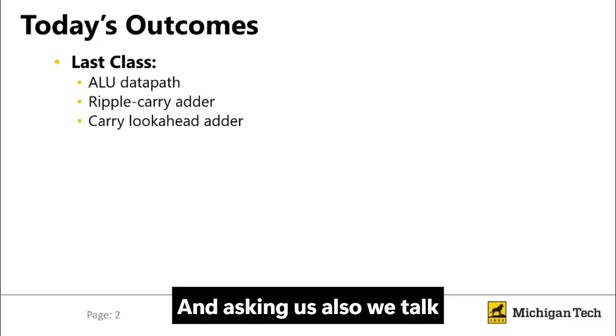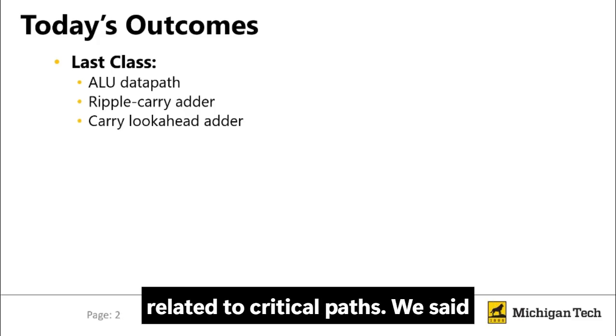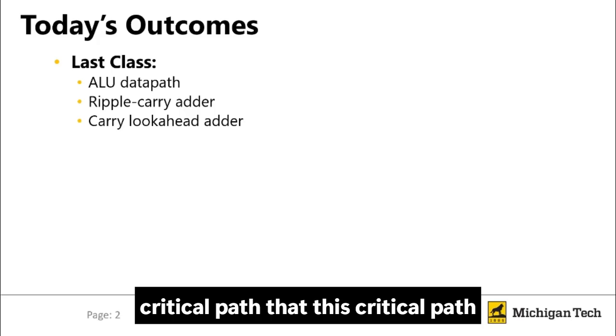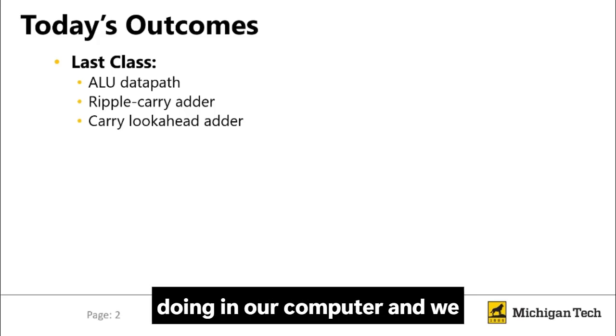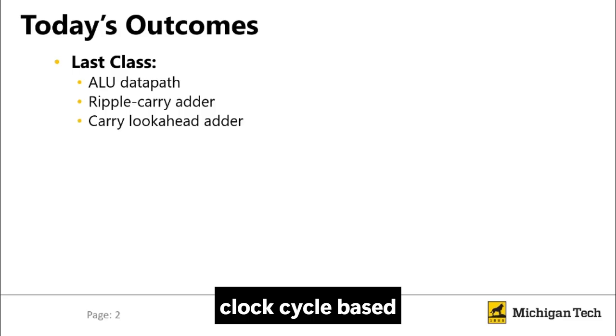Last class also we talked about a very important topic related to critical path. We said, okay, in computer, we have a critical path, that this critical path is the slowest thing that we are doing in our computer, and we are defining our clock cycle based on this critical path.